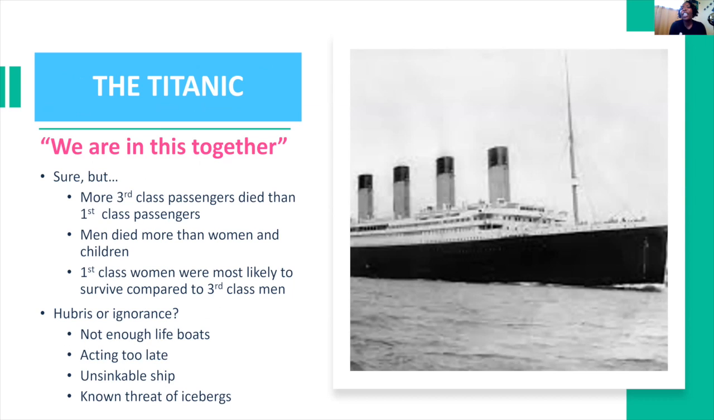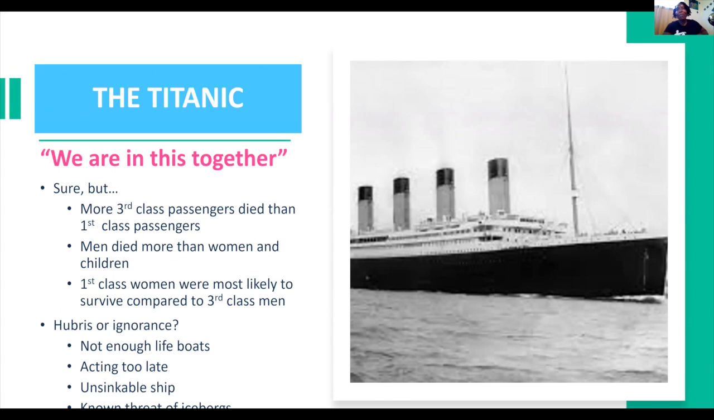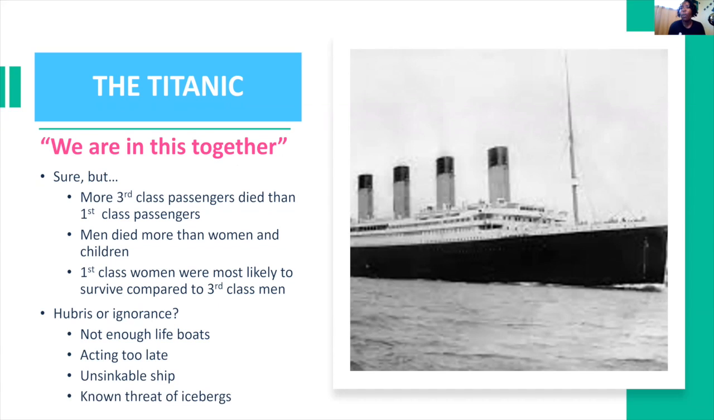And so you'll commonly hear this refrain of, we're in this together. And I totally believe that, right? And I'd like to use the analogy of the Titanic. The Titanic, for those of you who maybe missed the late 90s, when the movie was all the rage, was a ship that sank in 1912, and it was deemed the unsinkable ship. And much like the Titanic, we are all in this together. There's nobody who has not been impacted by the COVID-19 pandemic. But similar to the Titanic, more third-class passengers died than first-class passengers. Men died more than women and children, and first-class women were the most likely to survive compared to third-class men.